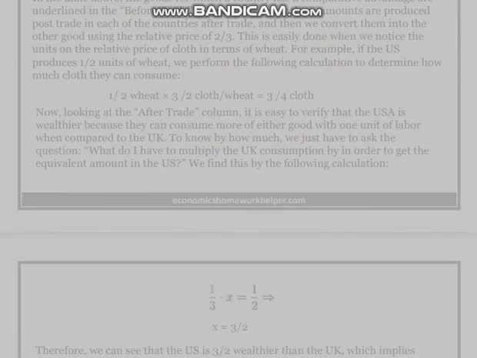In the table above, the goods for which a country has a comparative advantage are underlined in the before trade columns. We know those amounts are produced post-trade in each of the countries, and then we convert them into the other good using the relative price of 2/3. This is easily done when we notice the units on the relative price of cloth in terms of wheat. For example, if the US produces 1/2 units of wheat, we perform the following calculation to determine how much cloth they can consume. 1/2 wheat times 3/2 cloth/wheat equals 3/4 cloth.